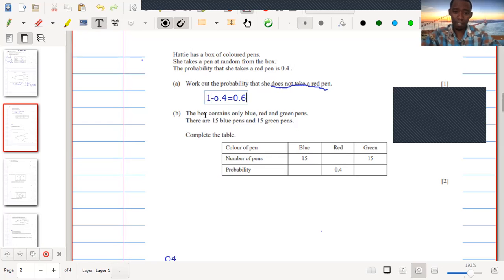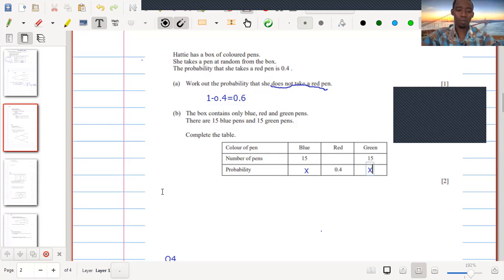The box contains only blue, red, and green pens. Here the key point is this: we have the same number, 15 and 15. That means they should have the same probability. You guys should remember this. So I may call it x here. I also make this one x, so the probability of blue is x and the probability of green is x.